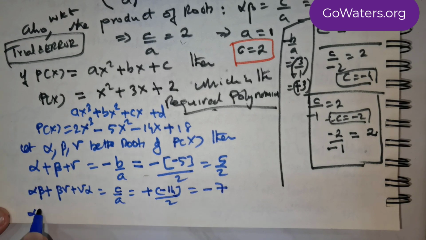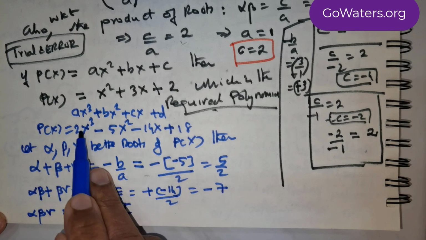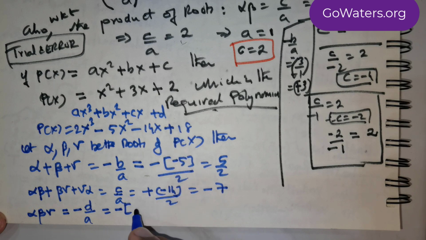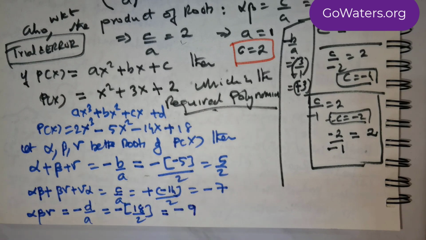Now roots taken 3 at a time. So that's going to be alpha beta gamma, which is equal to minus d over a. So what is d over a? Place a negative sign. Take the value of d. A, b, c, d. D is going to be 18 divided by 2, which is going to be equal to negative 9. So make sure to check these values.